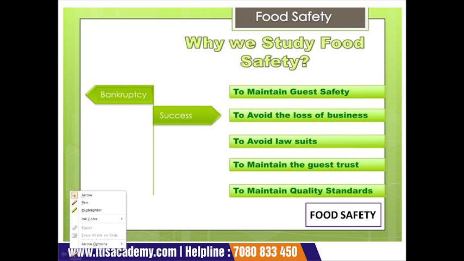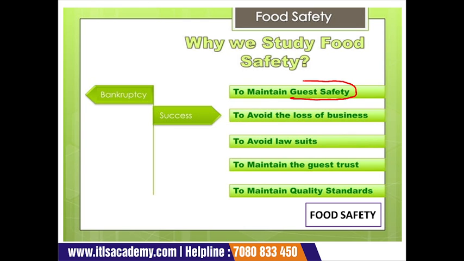What is the main purpose of the study of food safety? Now the first thing is that we have to maintain our guest safety or our consumer safety. This is our first aim, because our food is taken by our guest or our consumer. Then their safety is our first priority. And the second is to avoid the loss of the business. Suppose if we don't maintain food safety, then what happens? It ultimately leads to a loss in our business.